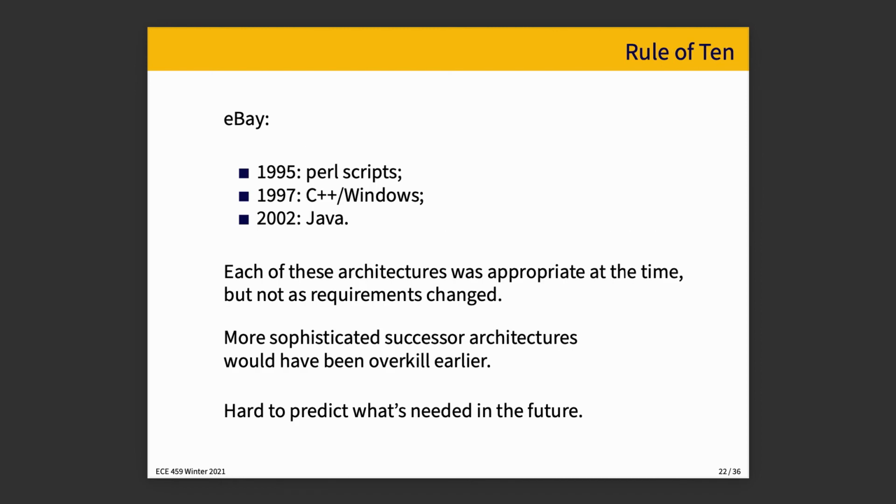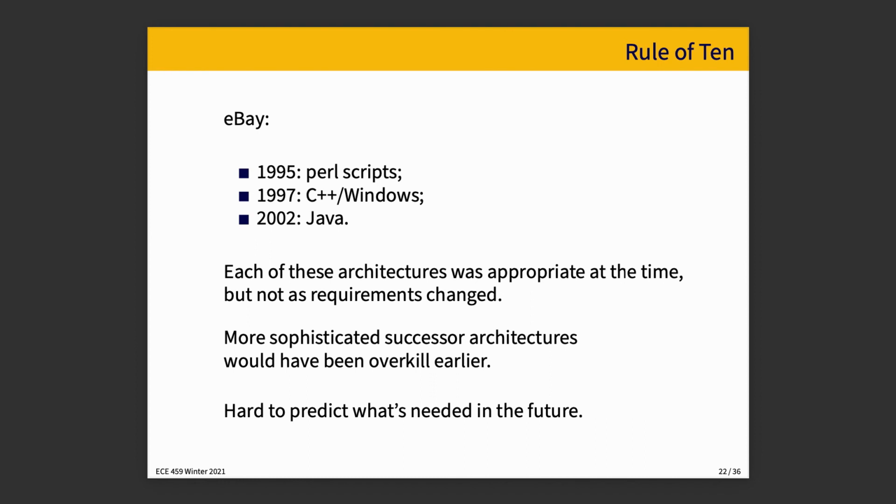We'll also talk here quickly about the rule of 10. If you look at eBay, in 1995, the website ran via Perl scripts. In 1997, C++ on Windows. In 2002, it switched over to Java. I couldn't tell you what they run now, but it just gives you an idea that each of these architectures was appropriate at the time, but eventually ceased to be when requirements changed.